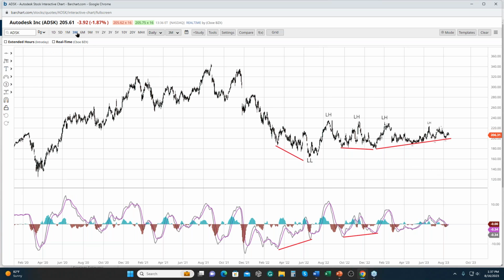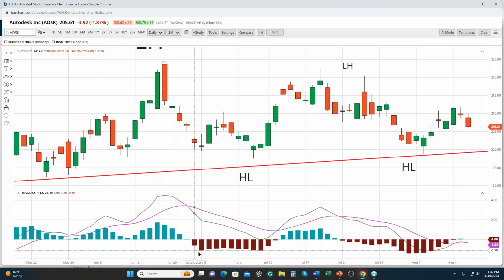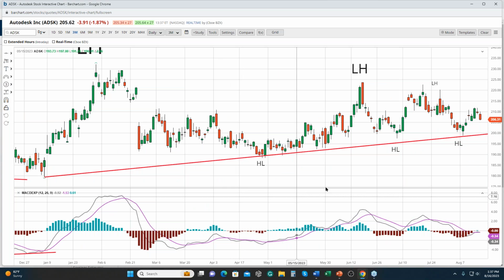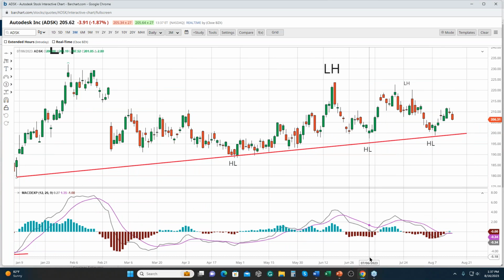Let's change this to... So again, I'm seeing a change in characteristics, higher lows. I still haven't gotten that higher high that confirms my uptrend. So what I need to do is probably be a little bit patient here, right?